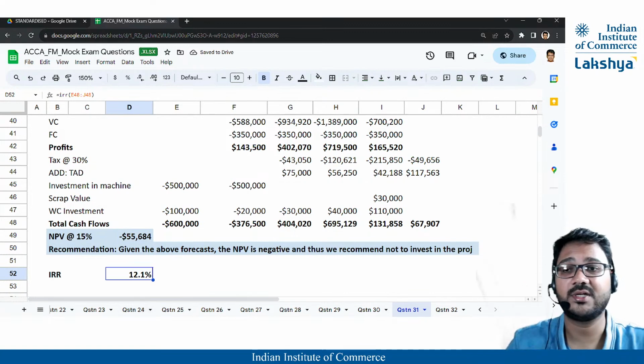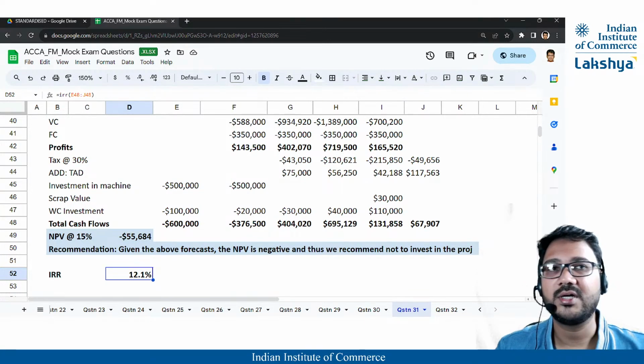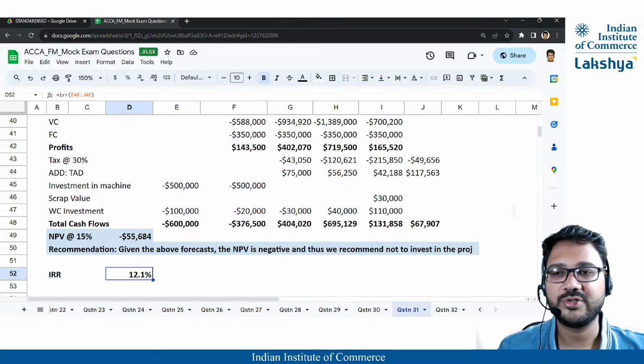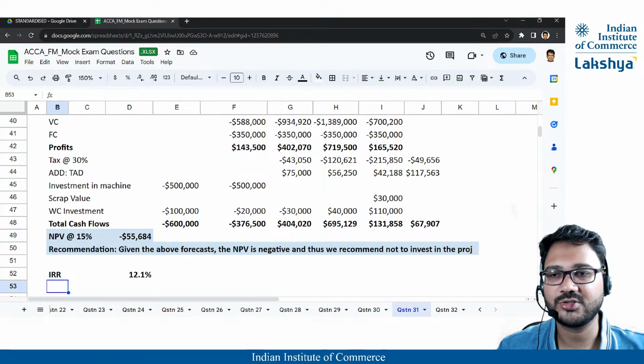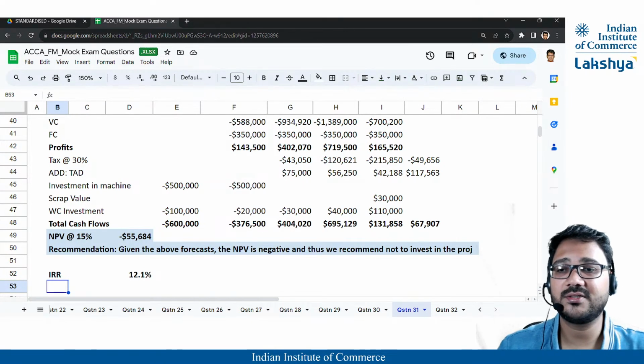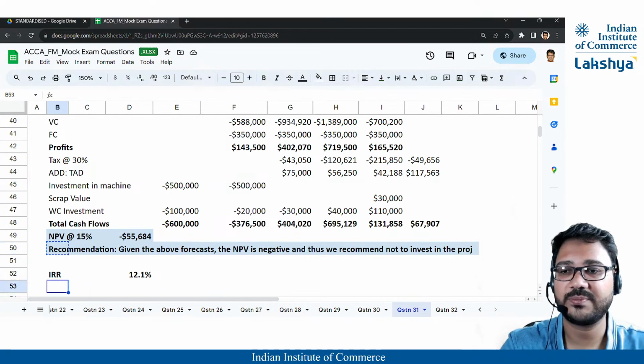We compare our IRR with our cost of capital. Now, our IRR, that is our internal rate of return, is lesser than the cost of capital.